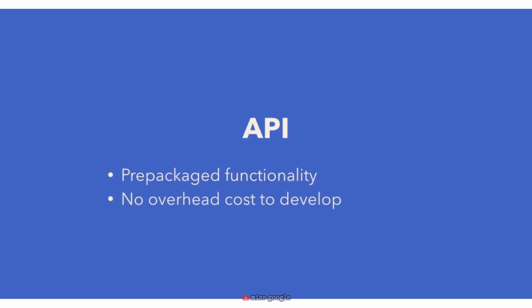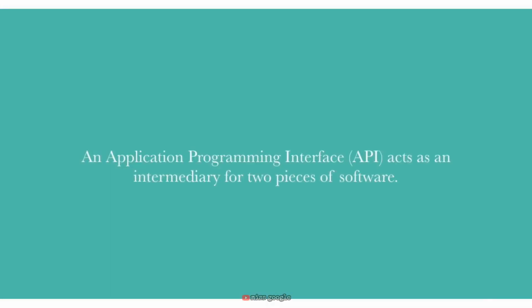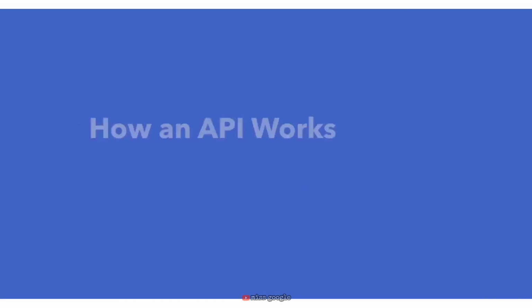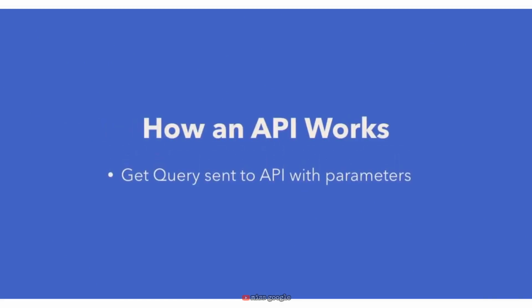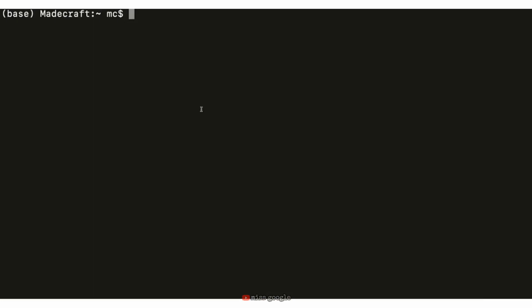So how do APIs work? Well, basically, APIs act as an intermediary for two pieces of software, hence their name, Application Programming Interface. Implementing APIs into code requires two steps. First, the script must create a GET query with parameters that is sent to the API. To construct the GET query, we'll be using Python's request library. This can be installed using your pip installer.